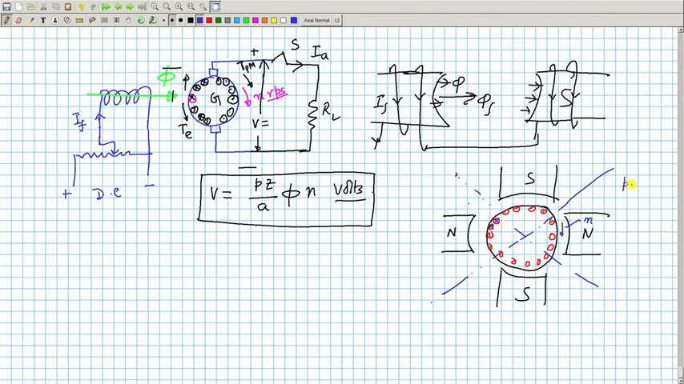Suppose the number of poles of the machine is 4. So, these are all cross. Are you getting it? Cross current. Whichever conductors are under the south pole, they will have dot. Similarly, these conductors are cross, and these conductors once again dot.